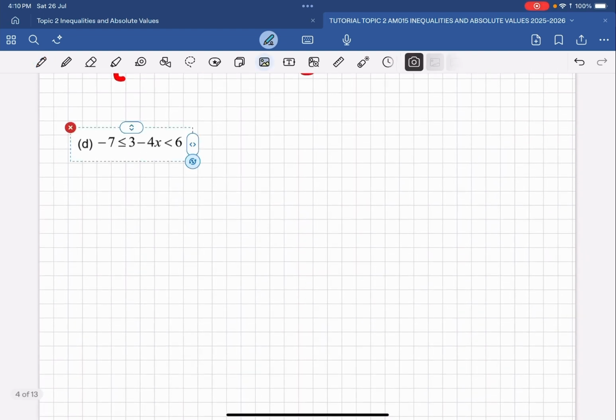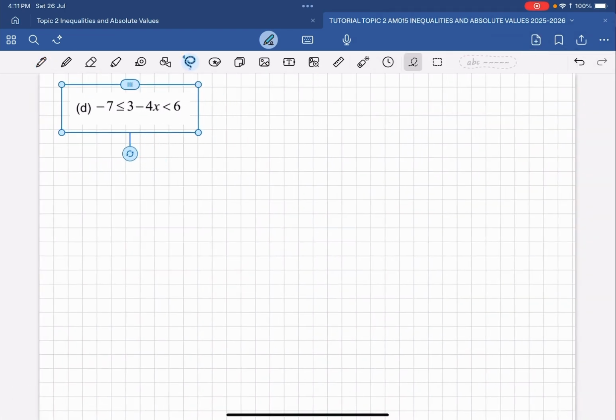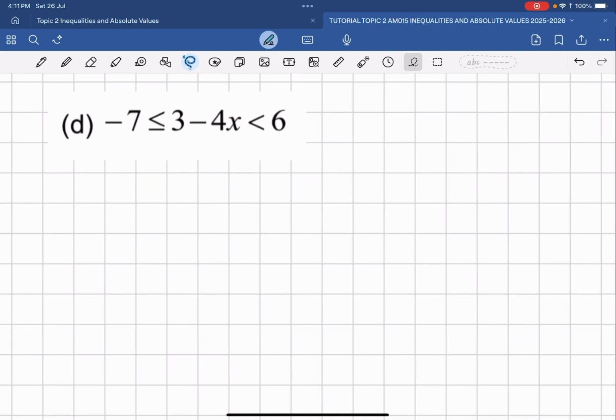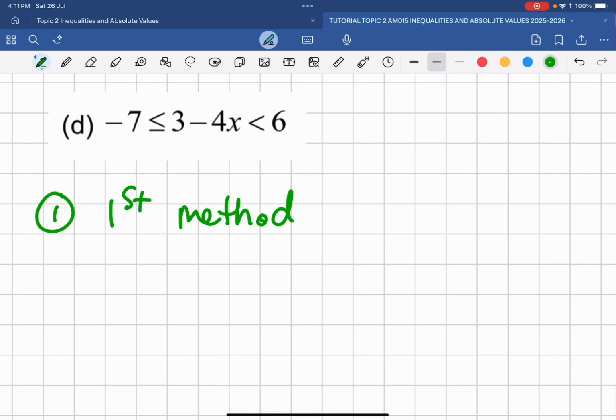Okay, so for this question, I'm going to show 2 ways of doing this. Okay, let's go with the easier method first. Okay, so this method is only applicable for x in the middle only. Okay, so what we have to do is, let's copy down the question first. Negative 7 less than or equals to 3 minus 4x less than 6.